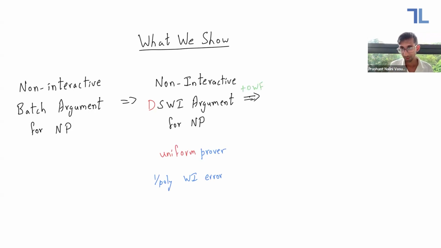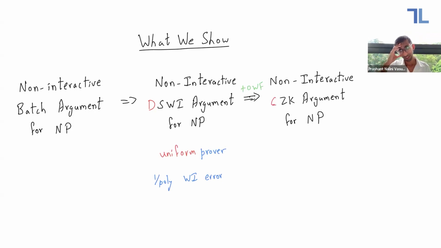And what you can do is, by using a series of transformations, you can actually get non-interactive computational zero knowledge arguments, not statistical zero knowledge, but you can get this with uniform provers and negligible zero knowledge errors, meaning that you can end up with protocols that you can actually use. Because you have a uniform prover, which means you actually know what the prover is, and you have small enough zero knowledge errors that this could actually plausibly be used.